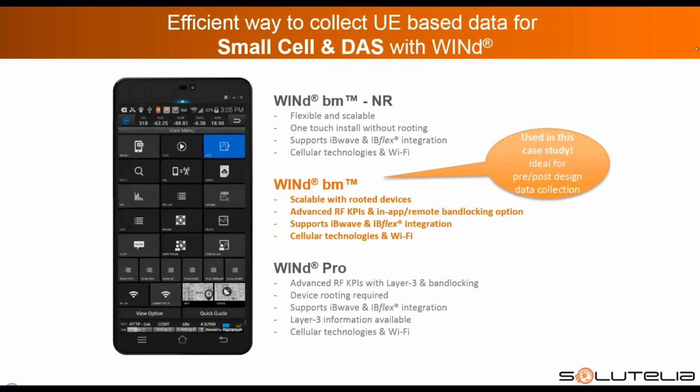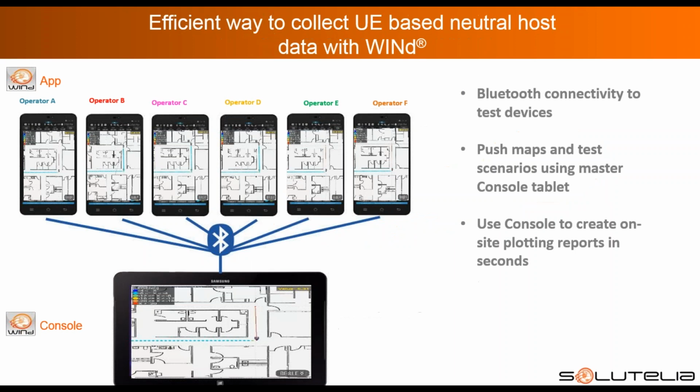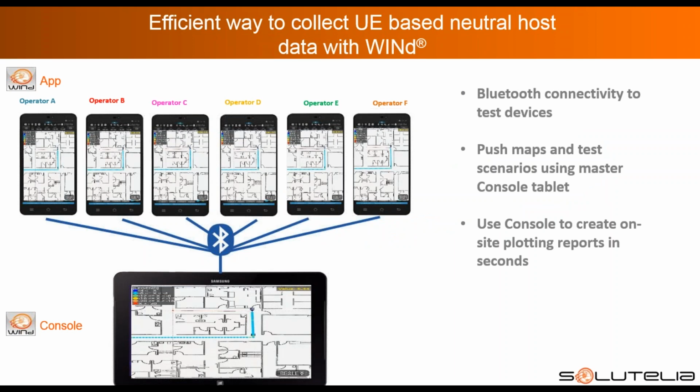So to collect the data for the case study, a WIND BM or benchmark UE was used, which is one of the 3 tiers of Solutalia UE test devices that allow customers the optimal choice of functionality and pricing in all situations. All these 3 versions are integrated with the iBwave mobile platform and the iBflex scanner. But the carrier chose the WIN BM of the 3, and it was available for testing at that moment. There are 2 solutions that are available to collect indoor neutral host data with WIND, UE-based and scanner-based. So let's take a look at what these both solutions look like.